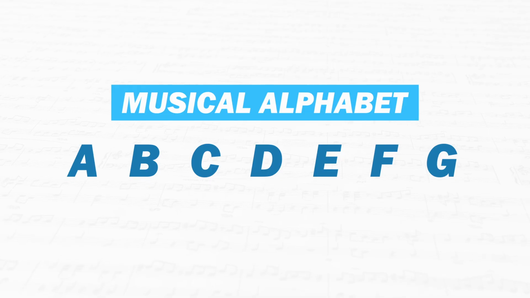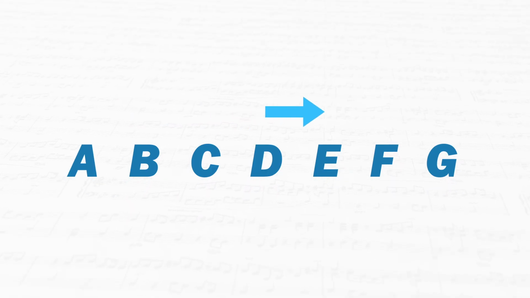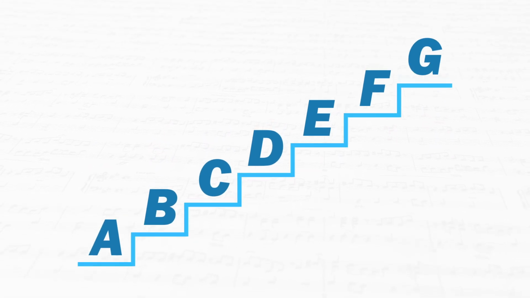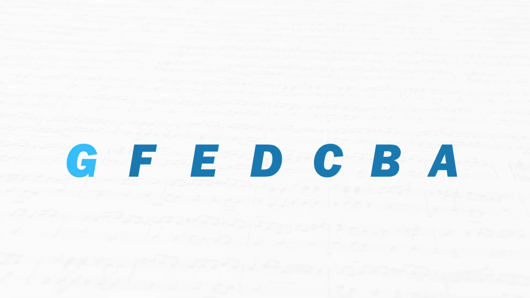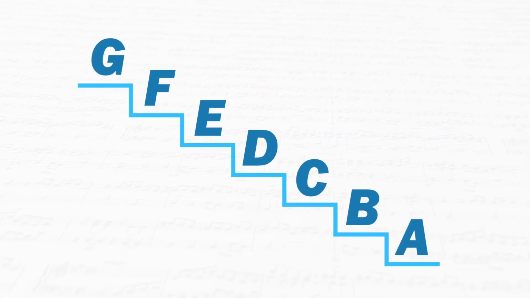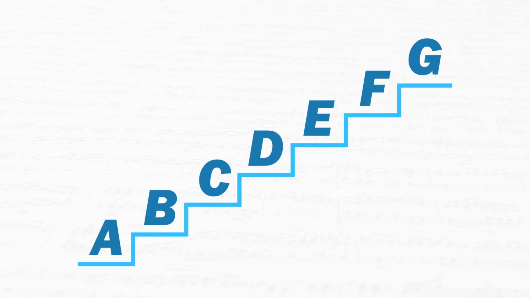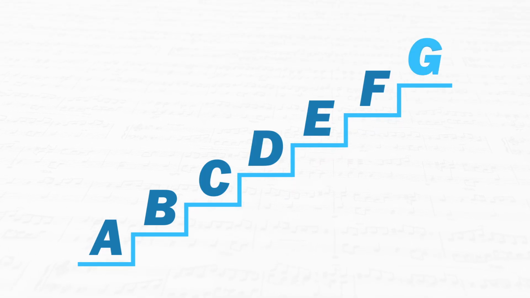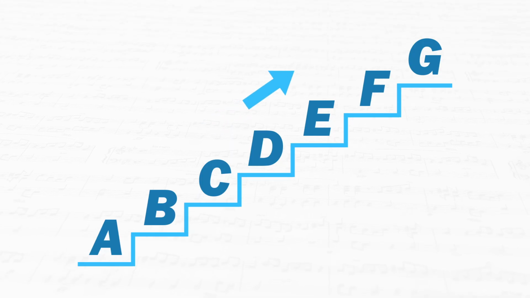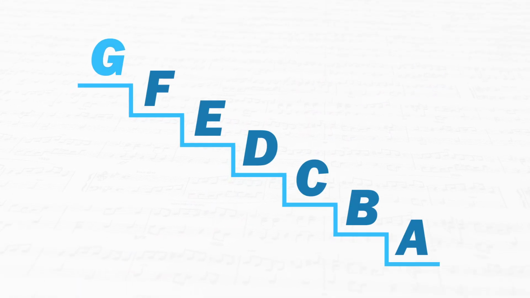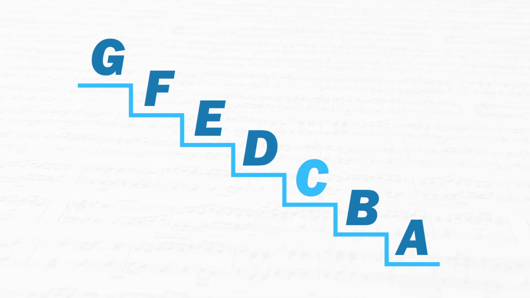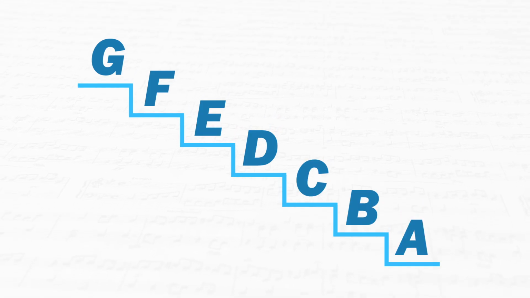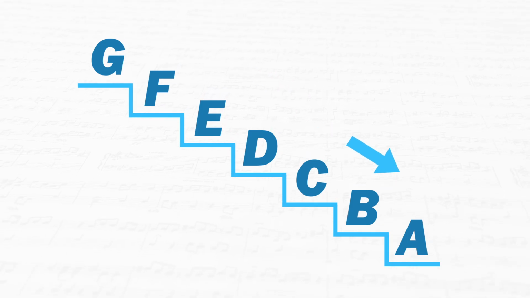Now that we've covered all of that, the next thing we need to mention when talking about the musical alphabet is when we go forwards through the alphabet, A to G, the pitch or sound gets higher with each letter. And then when we go backwards through the alphabet, G to A, the pitch or sound will get lower with each letter. So put all together, we have A, B, C, D, E, F, and G all climbing the ladder with the pitch getting higher and higher. And then we have G, F, E, D, C, B, and A all going down the ladder with the pitch getting lower and lower each time.